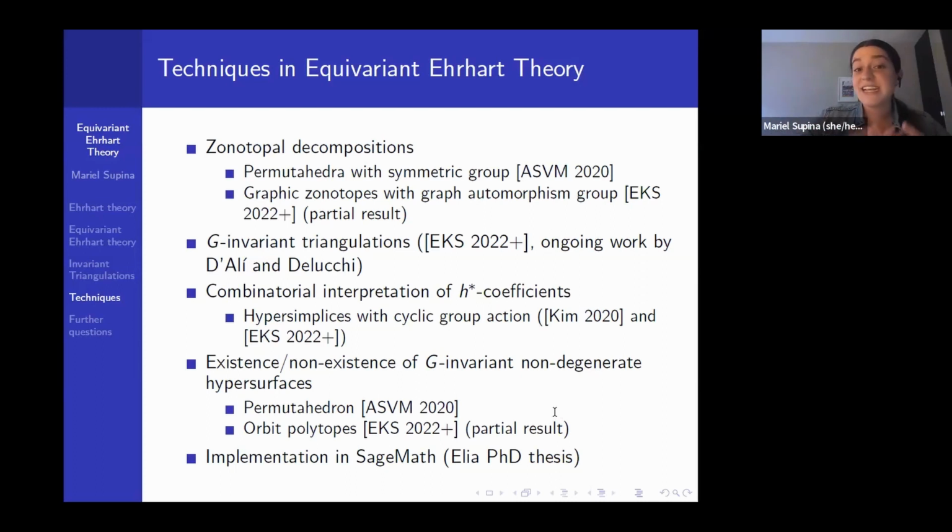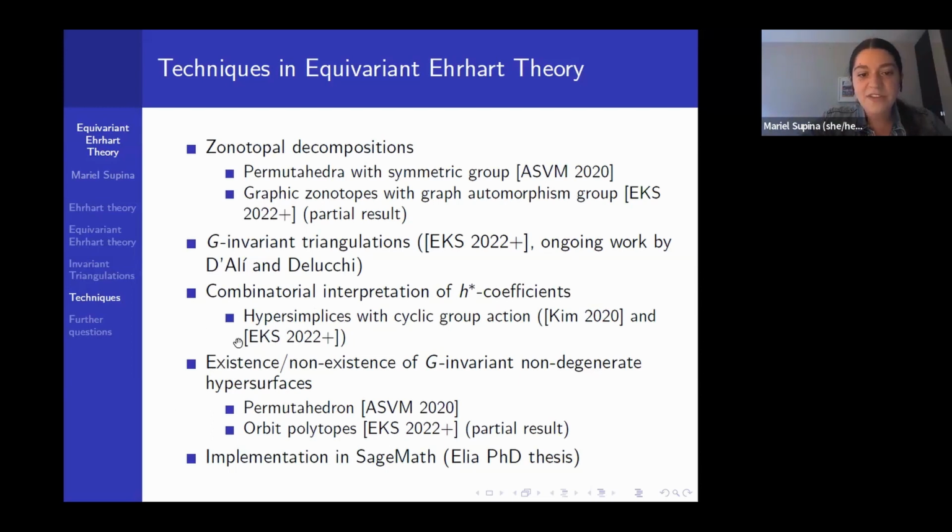Then another technique that I didn't talk about is having a combinatorial interpretation of the coefficients of the H star polynomial that lends itself nicely to a group action. We have a nice example of this with hypersimplices. My co-author Donghyun had this result about a combinatorial interpretation of the H star coefficients of the hypersimplex.